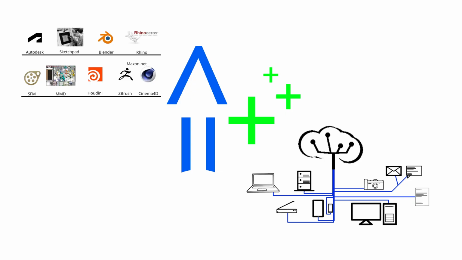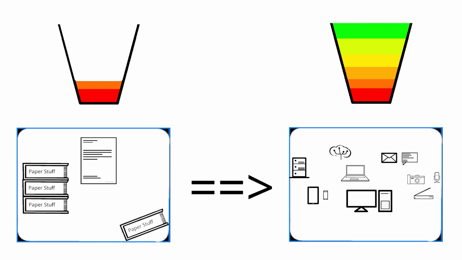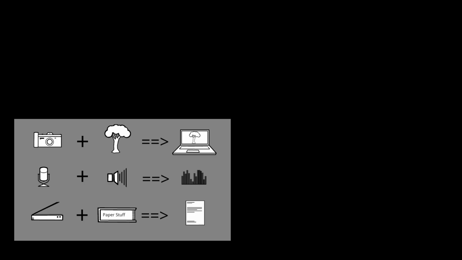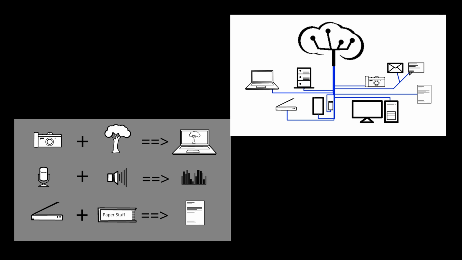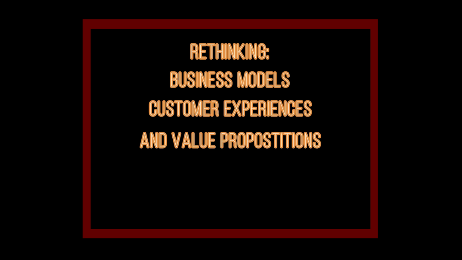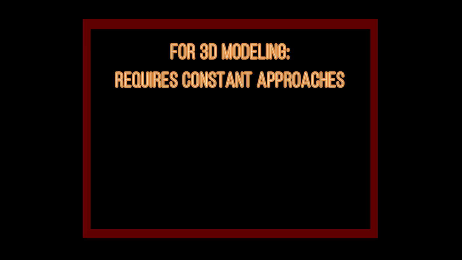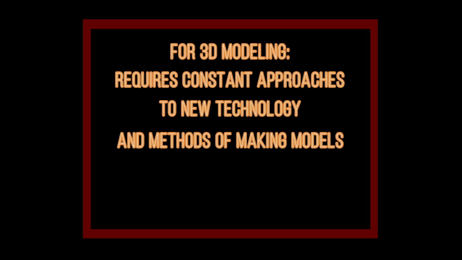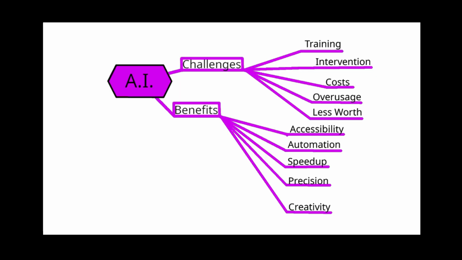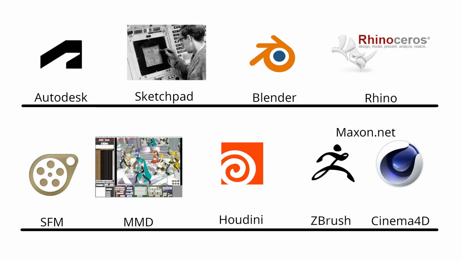Digital transformation is an even bigger and more strategic concept. It's the complete overhaul and upgrade of a process. It fundamentally changes a process driven by integration of digital technologies into all aspects. It includes both digitizing and optimizing existing processes and also rethinking, reinventing business models, customer experiences, and value propositions. Digital transformation requires a cultural shift and includes individuals. For 3D modeling, it requires constant approaches to new technologies and methods of making models. Enhances automation and AI, cloud-based collaboration, and integration of digital tools.